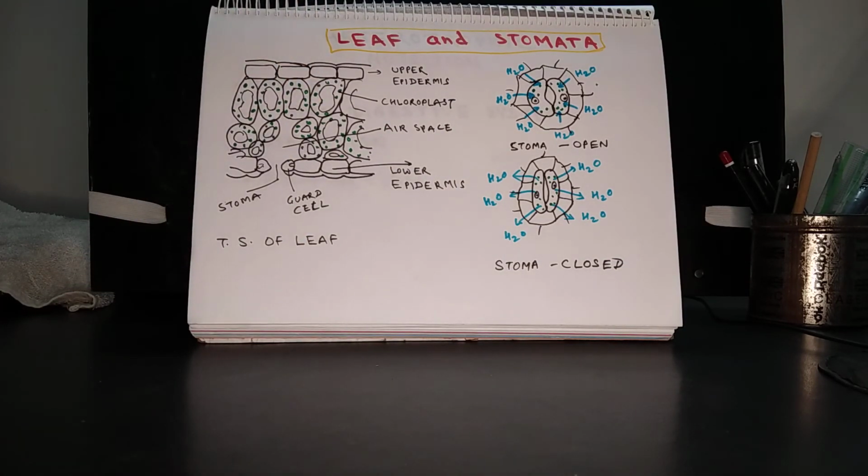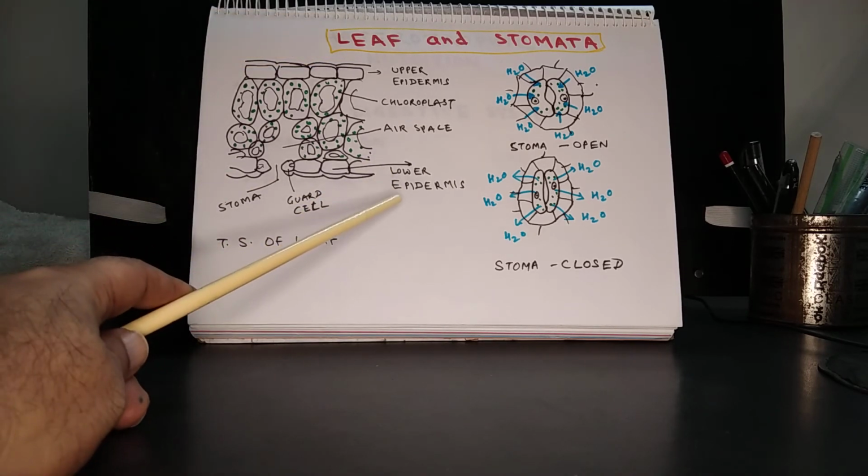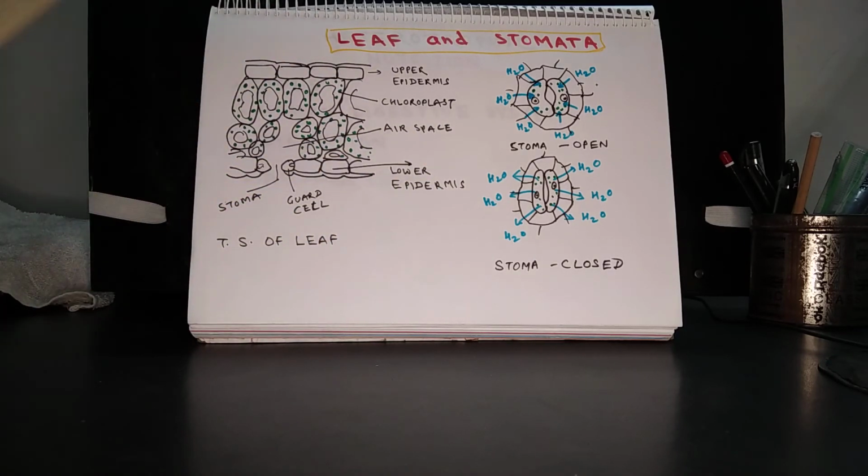This page shows the structure of leaf and stomata. It is important to understand because leaf is the site of photosynthesis and stomata play an important role in photosynthesis. So this part shows a transverse section of leaf. The upper portion shows the upper epidermis, the lower portion shows the lower epidermis of the leaf. In between are parenchyma cells. You can see green dots in these cells. These green dots symbolize chloroplast.